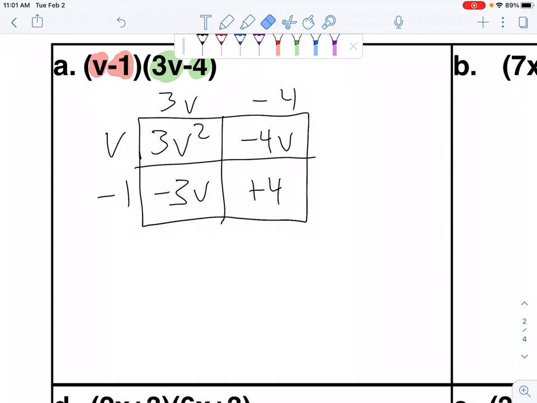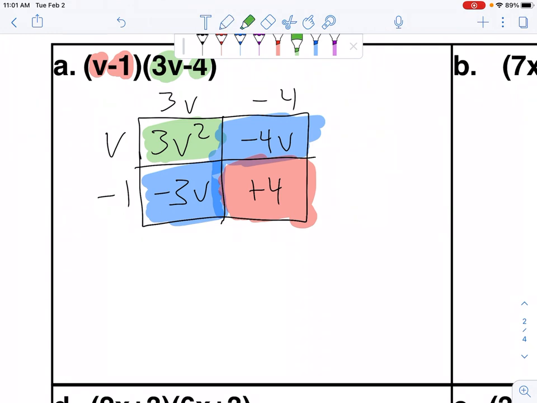And then once we've done that, we need to combine our like terms. Here I have v to the second power, and there are no other second power v's here. I have 3v, -3v and -4v. So these are both like terms in blue. And then in red, +4, there's no other regular numbers. And this pattern is going to continue in the boxes pretty much every time. Whatever you have that's diagonal are like terms.